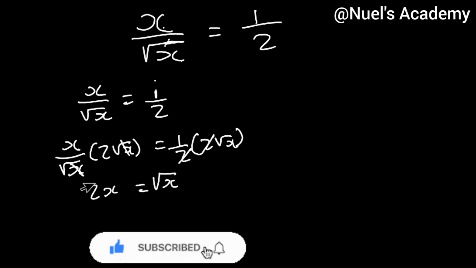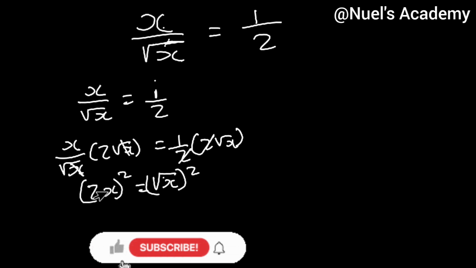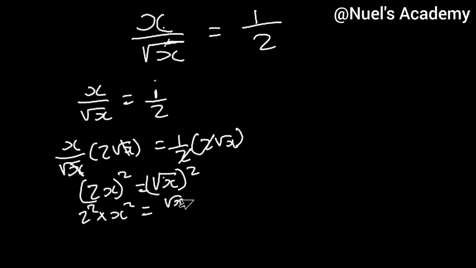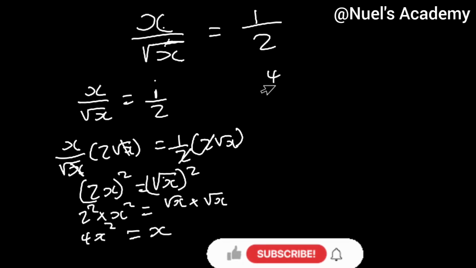Alright, the next thing we're going to do is square both sides in order to remove this radical square root. When we square it, we have 2 squared multiplied by x squared equal to root x multiplied by root x. 2 squared equals 4, multiplied by x squared, we write it like this, 4x squared, equal to root x times root x, which is x. So we now have 4x squared equals x.